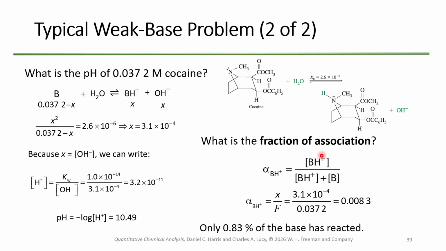Now, notice that these are fractions. They're not percentages. They do not have a percent symbol. They don't have units, in fact, because they are fractions, and they are something that's less than 1. If you take those numbers and multiply by 100, you get the percentage. So if you wanted to do the percentage of the association, that would be, in this case, 0.83% of that base has reacted.